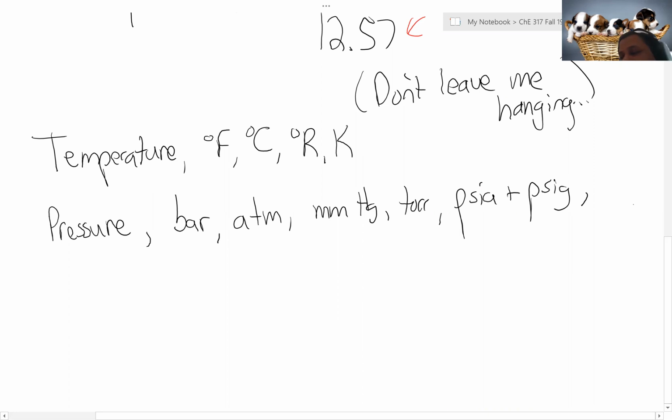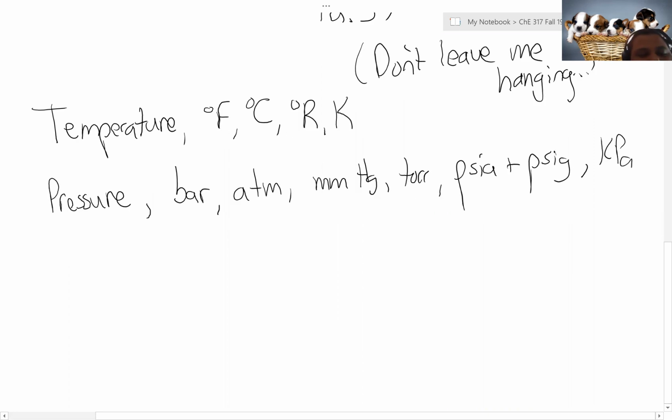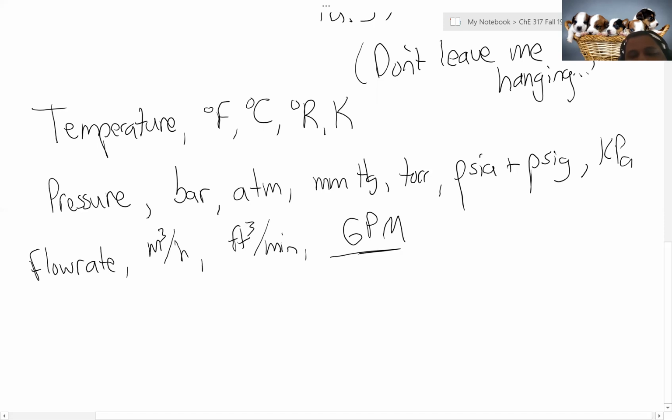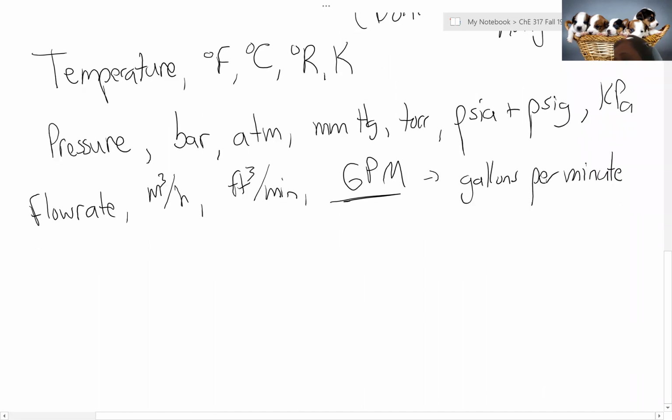Kilopascals. We could go on forever. Flow rate, which is important in this class. Well, we can have volumetric or mass flow rate, and we're looking at volumetric flow rate: cubic meters per hour, cubic feet per minute. A big one in this class I'll use is GPM, which stands for gallons per minute. So if you see that in a problem, that's what that means.